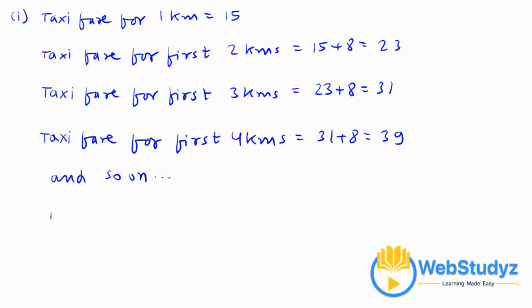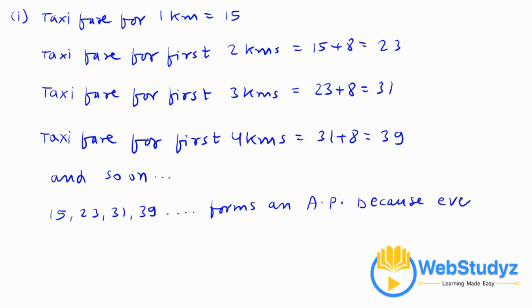Now the series will be 15, 23, 31, 39, and so on. Series forms an arithmetic progression because every next term is 8 more than the preceding term.